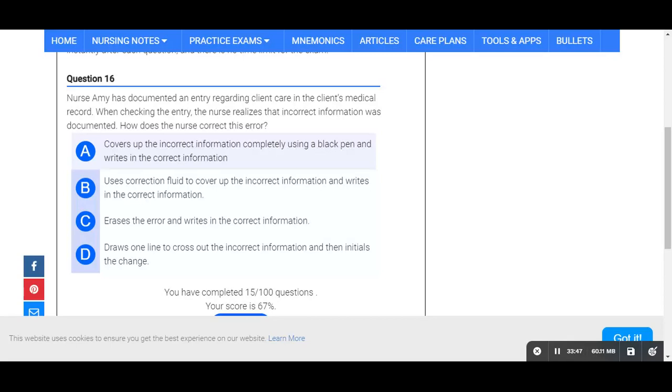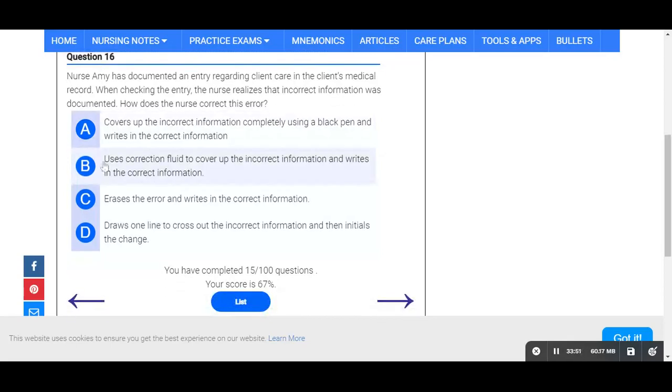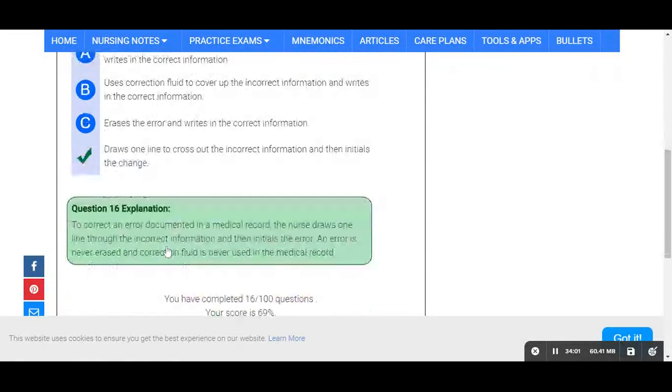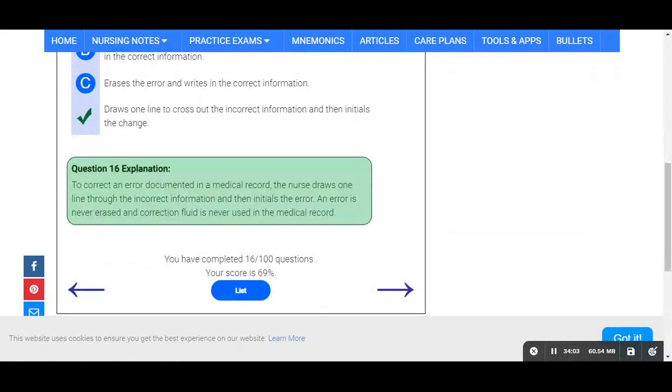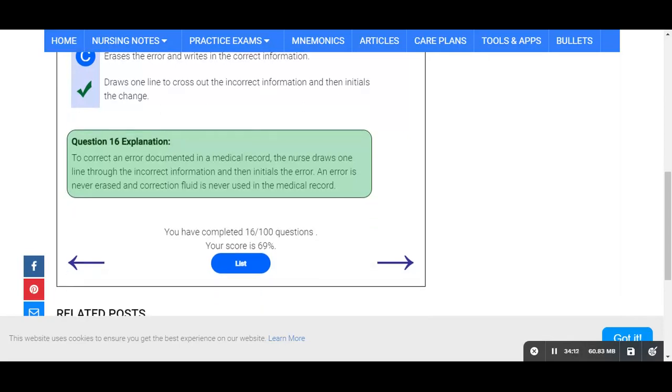No, we don't cover it up completely. No, we don't use correction fluid. No, we don't erase it. Yeah, we draw one line to cross it out. To correct an error documented in a medical record, the nurse draws one line through the incorrect information and then initials the error.